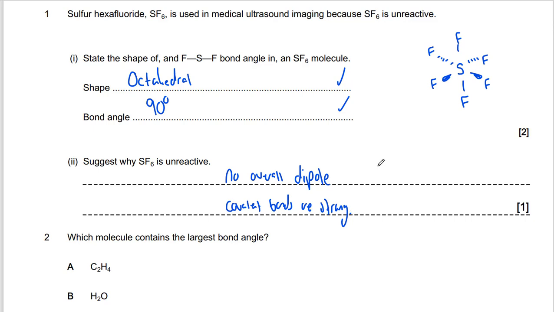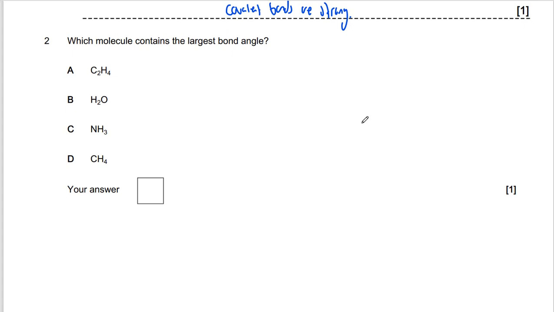Nice and straightforward. So, second question then. A really common type of multiple choice question, saying which one's got the largest bond angle, which one's got the smallest bond angle, something like that. You get 4 seemingly random molecules. So to do this, the best bet you've got is simply to draw it out. If you know what the compound is, even better.